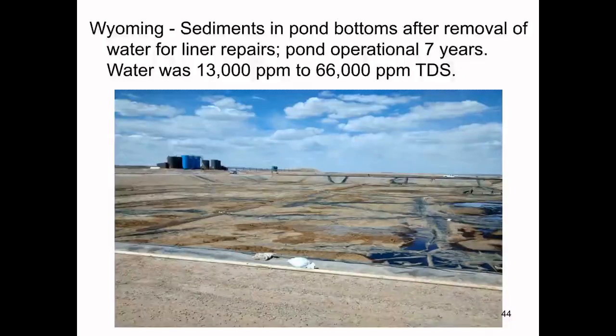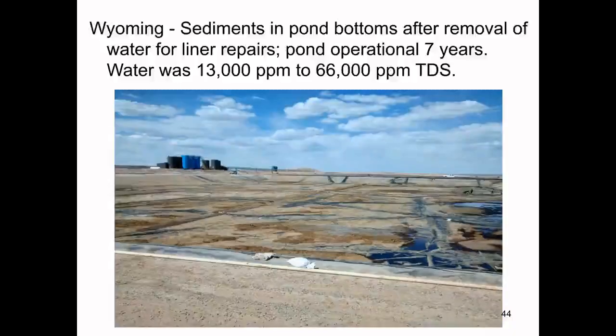Here's a pond showing there was a repair that needed to be done, so the water needed to be removed. And this was after about 7 years of operation, and you can see that the sediments are in the bottom here. Probably a lot of this has to do with wind-blown sand or dirt. Being in Wyoming, there was a lot of wind that probably blew this into the pond, but this is the amount after about 7 years of operation, and these ponds were about 15 feet deep.